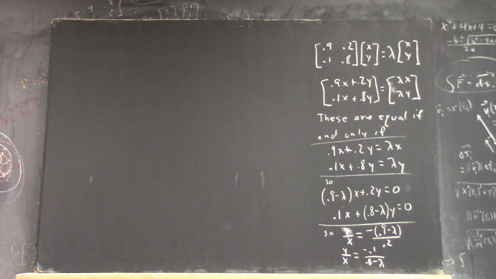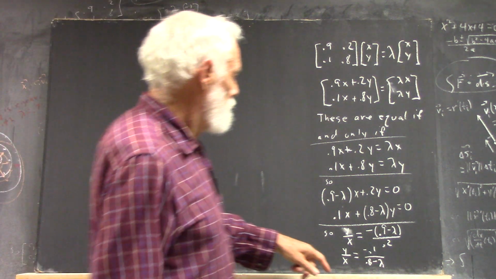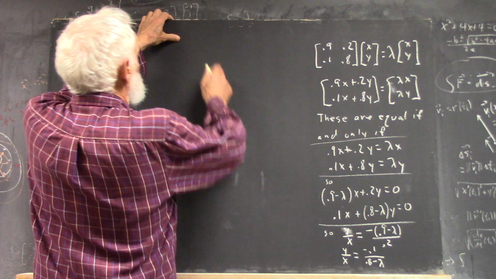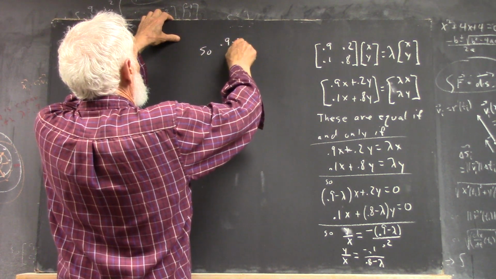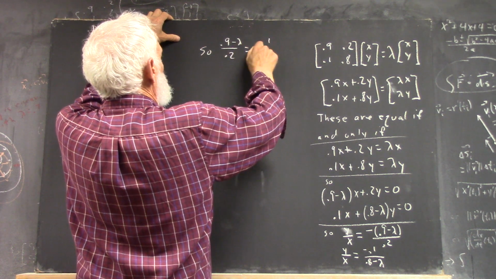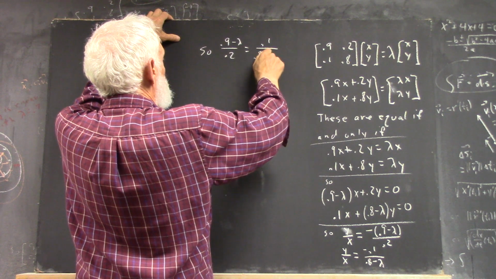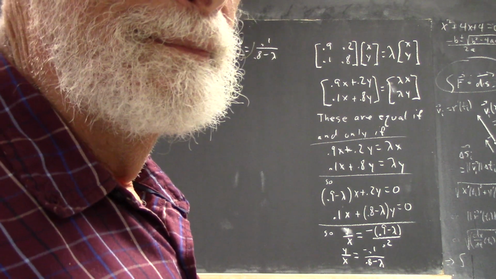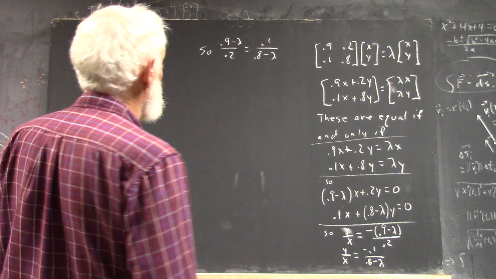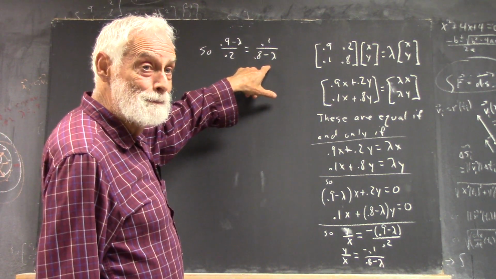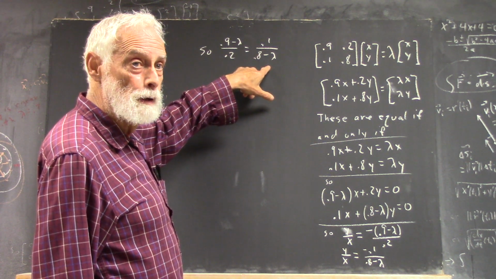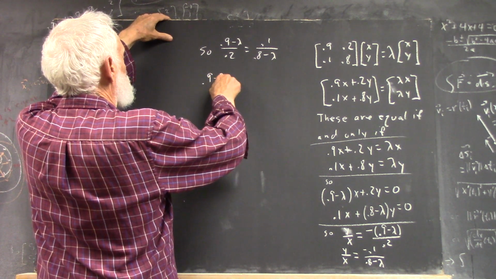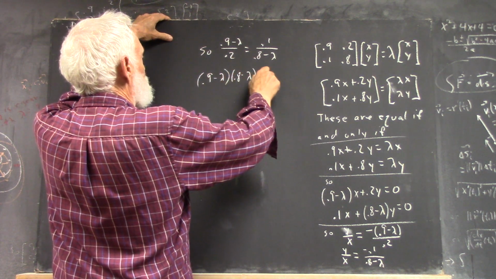What in the world? I don't have that in there. Oh yeah, I know. Okay, so now I know that this equals this, right? Okay? And that's an equation you can easily solve. You just multiply both sides by 0.2 times 0.8 minus lambda, which is equivalent to this superstition of cross multiplication. Okay? And I'm not going to go through the details. You get 0.9 minus lambda times 0.8 minus lambda equals 0.02.